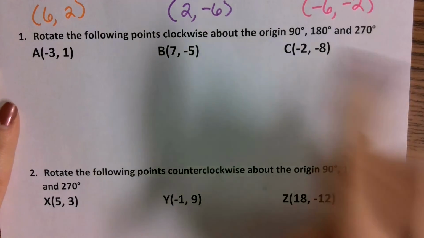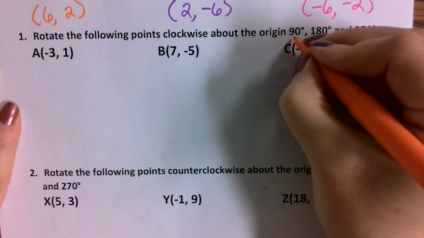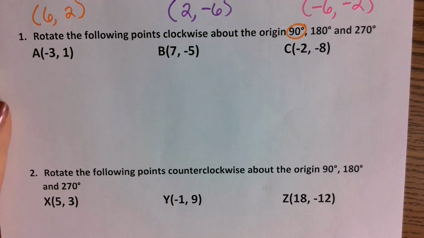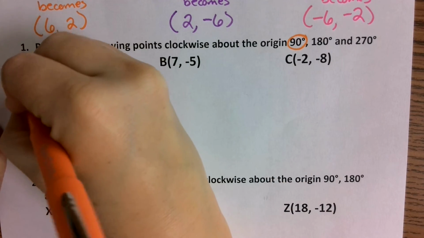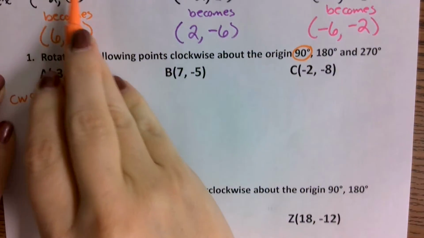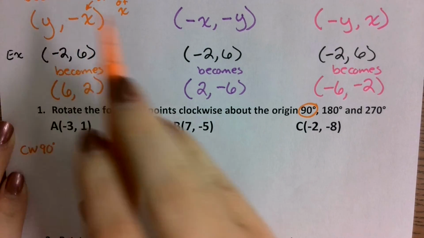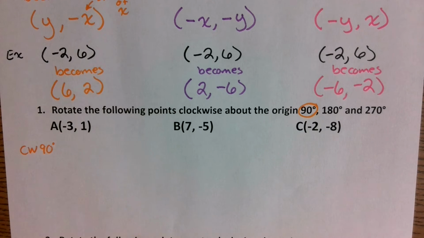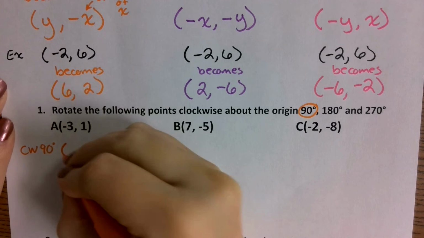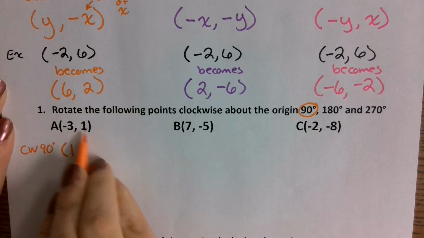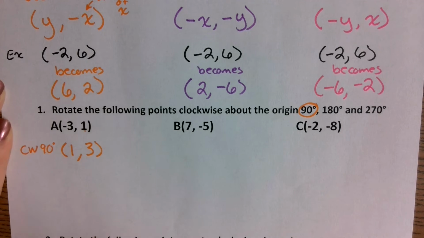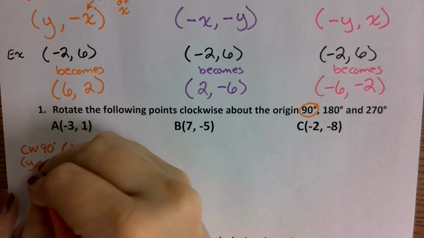If we're going to go clockwise 90 degrees, I'm going to circle that in orange because that means I'm going to flip-flop it. I'm going to bring my Y to the front and do the opposite of my X. So I'm going to bring this Y to the front, and I'm going to take the X and put it in the back and do the opposite. So it's going to become a +3. So we get the point 1, 3. That's our rule. Our rule indicates that we're going to do Y, opposite of X.